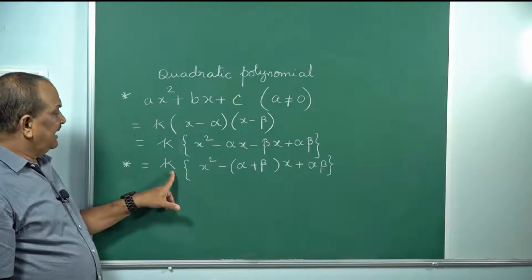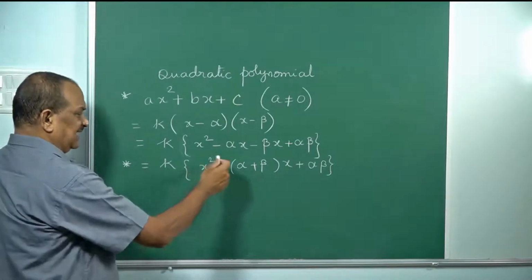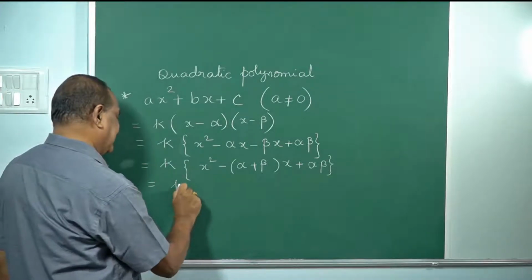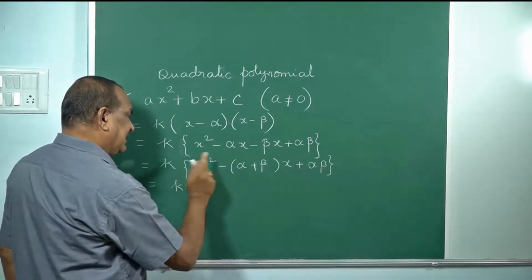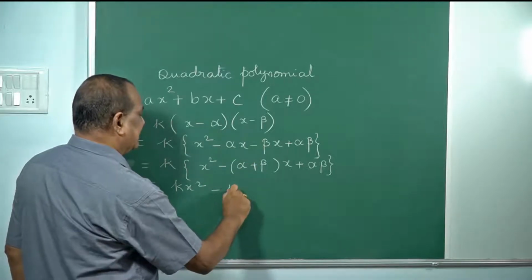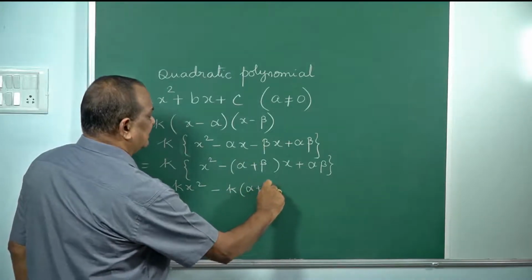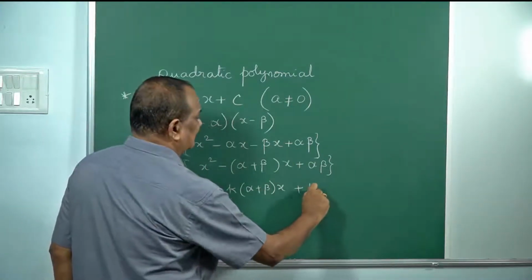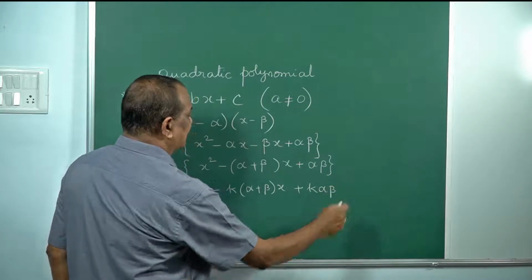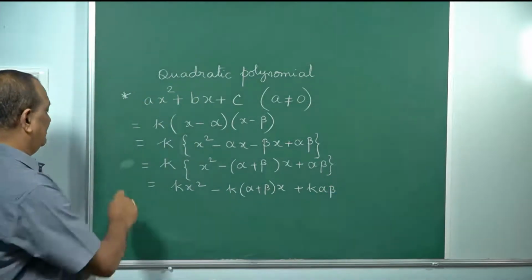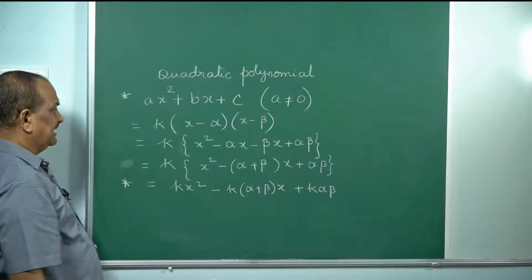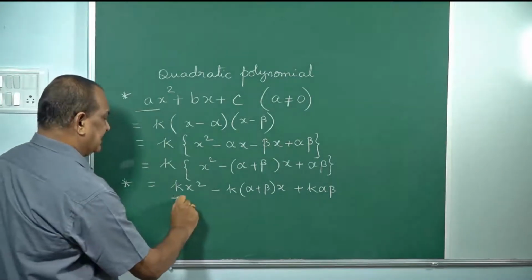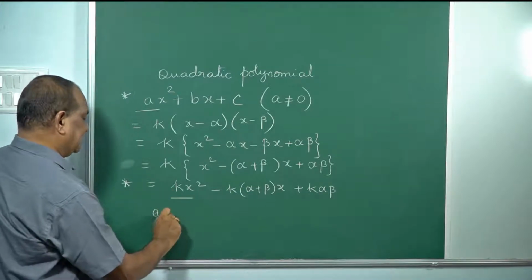Now k times x square I have, because I just write one more step to make this easier for you. Kx square, k times this minus k times alpha plus beta times x, k times alpha beta. That makes things a little easier for you. Now this is what I have to take for the comparison sake, a, and this is k. So I write a equals k.